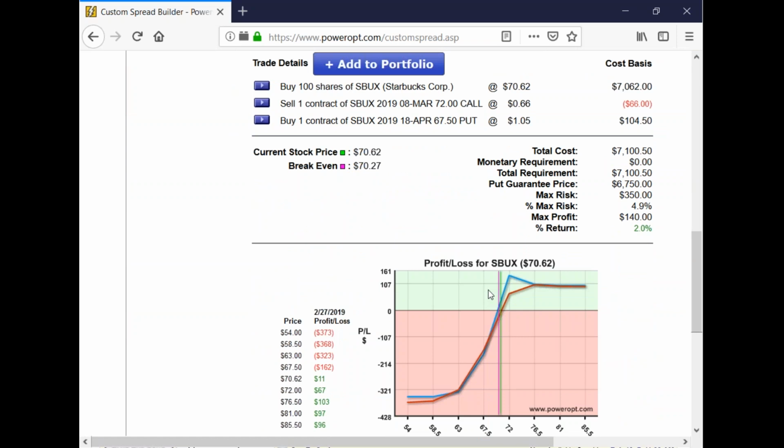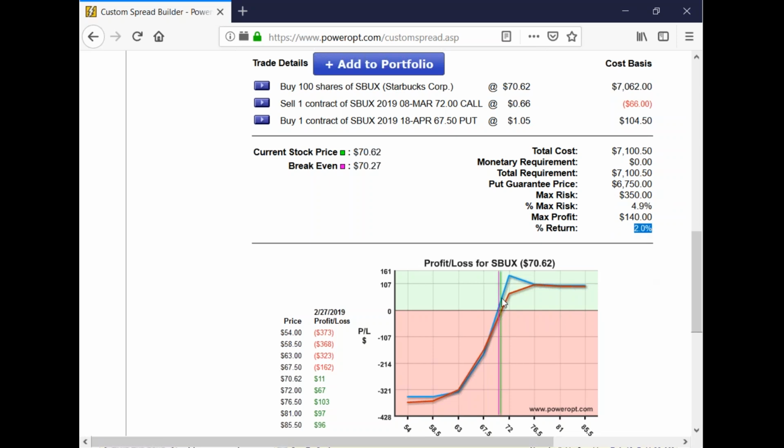Now, here's the trick. This one doesn't do what Paul had mentioned. I'll show you an example of that. This structure here ends up with a cost basis of $71. 70.62, we take that down by the call, then we add another dollar in. Okay, I'm guaranteed that the worst I can do is get 67.50 back, so I've got a risk of 4.9%.